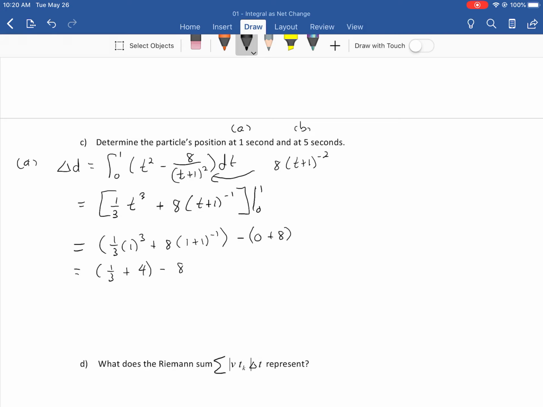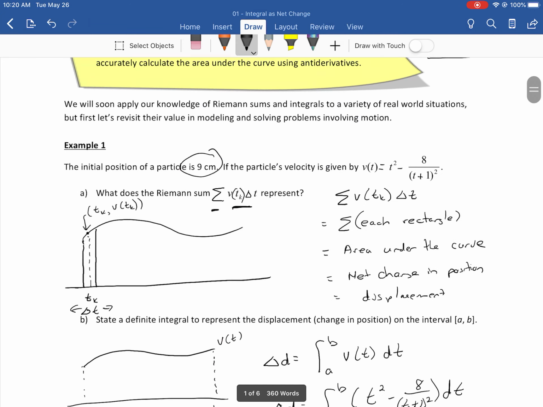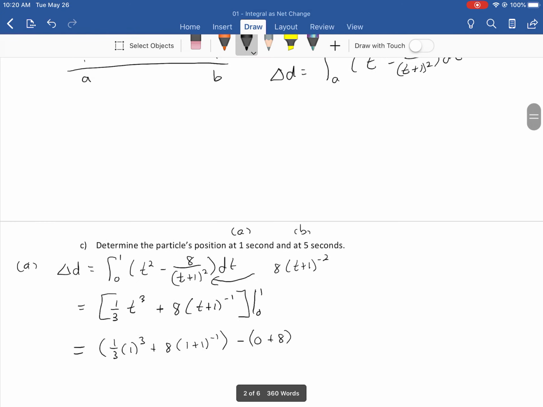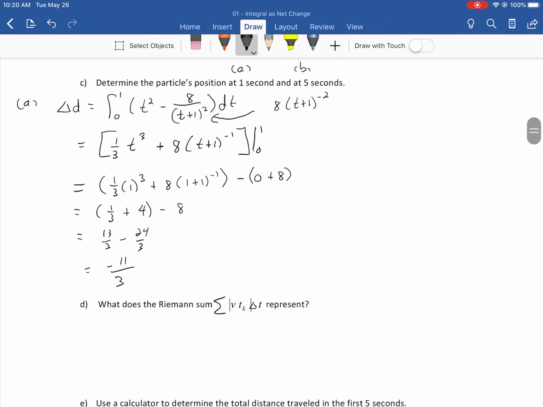Subtract an 8 there. So from the first brackets, what do I get? 12 thirds, 13 thirds, subtract 24 thirds, negative 11 thirds. Okay, so that's the delta D. That's how much it's changed position. Well, that's not going to be enough to get the answer because this particle started at 9 centimeters, and now it has a delta D of negative 11 thirds.